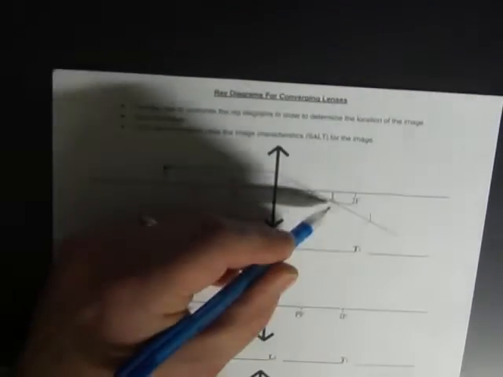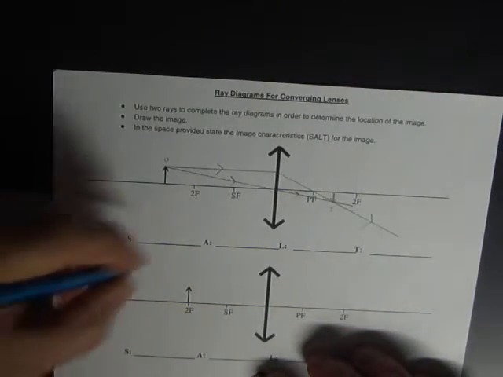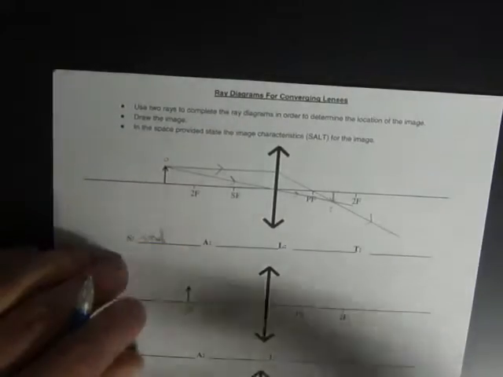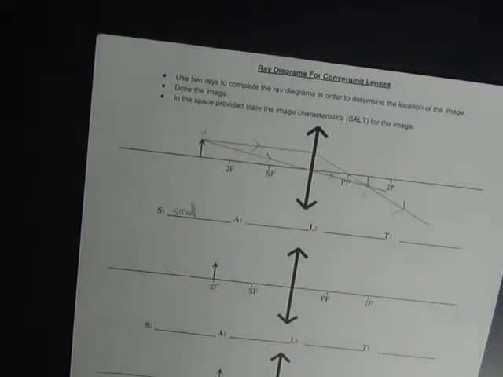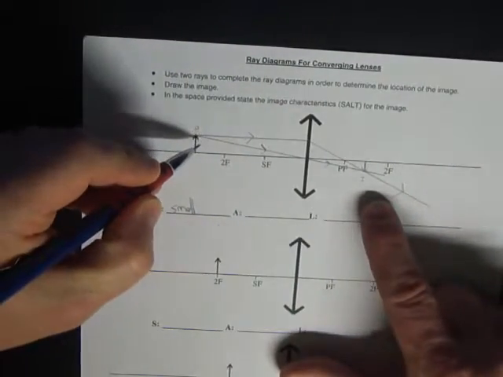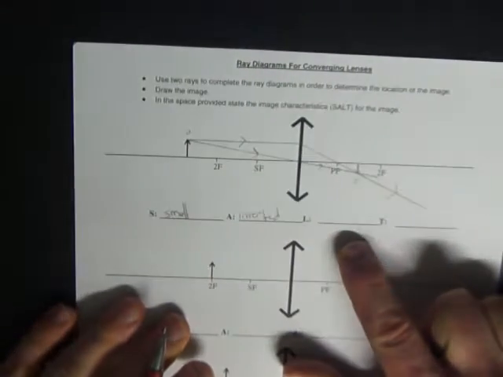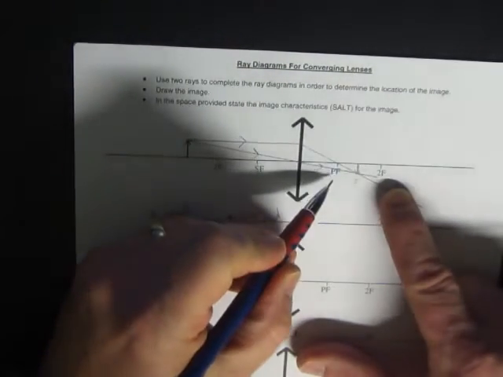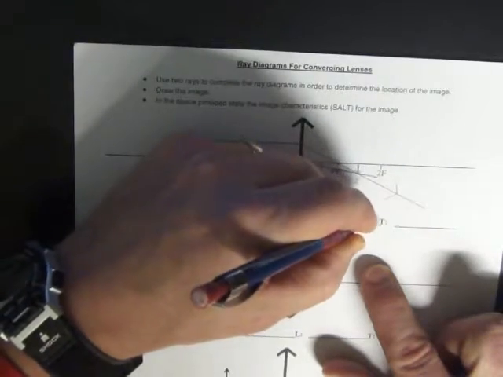Salt. How is my image compared to my object? How is my image? Yep. Smaller. So it's small. Right here, Logan, you'll need a ruler. Small and attitude. How is this image? It's inverted. Location. Describe the points that's in between. Between PF and 2F.